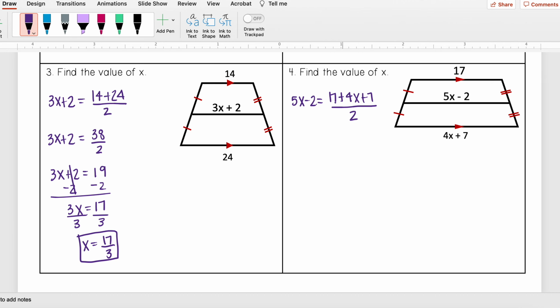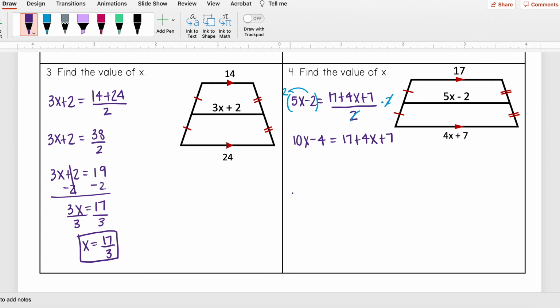Now here I do have an x on both sides, so I want to get rid of this fraction first by multiplying both sides by 2. I need to be careful when I'm multiplying the left-hand side by 2. I need to make sure I am multiplying the entire thing by 2. That means my 2 needs to be multiplied with this 5x and with this minus 2. When I do that, I get 10x minus 4 is equal to 17 plus 4x plus 7.